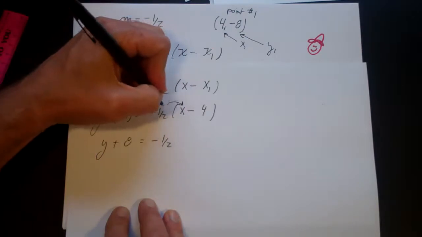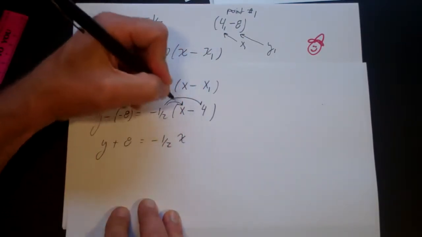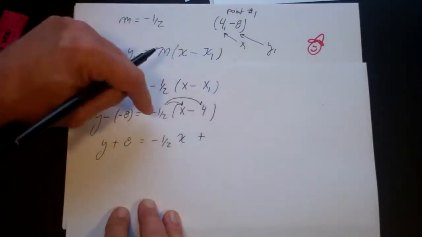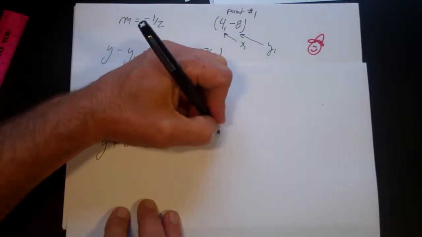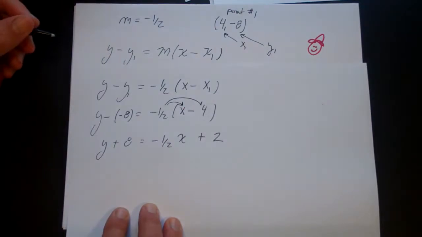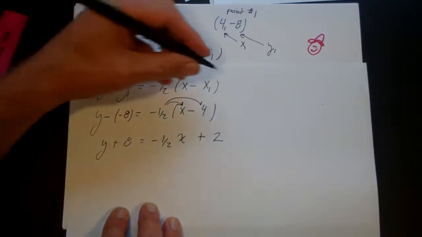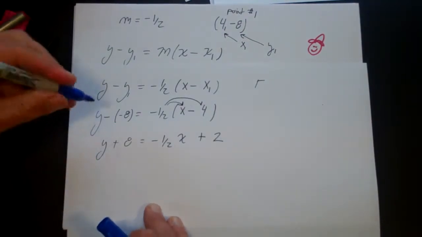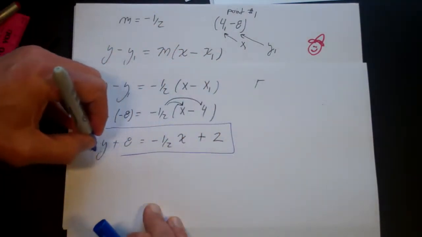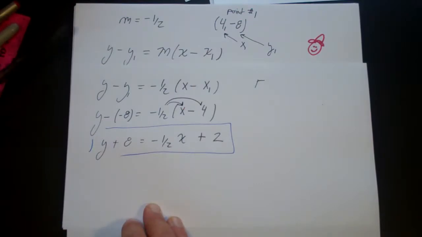I'm going to distribute this here. So that's minus 1/2 x. And then it's plus, because a negative times a negative is a plus, and it's 4/2, which will be 2. Now this is actually a fine answer right here. It's usually not the form that we want it in. Usually we want it in one of these two forms.